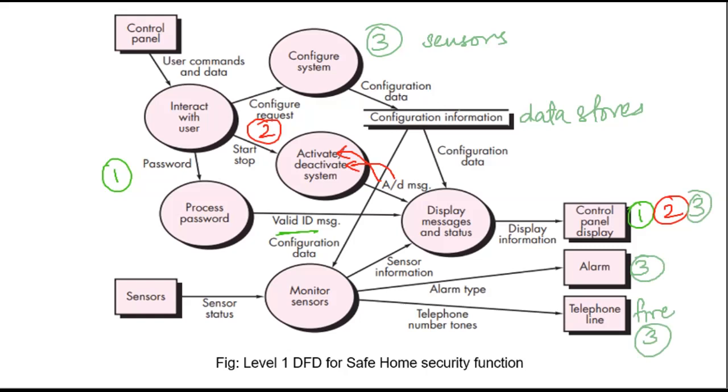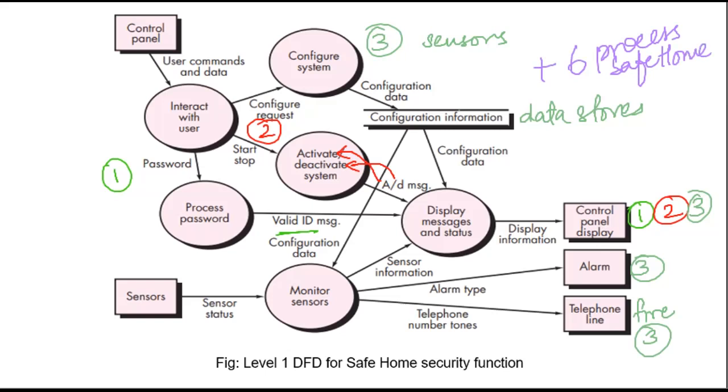And another method, now this configuration information was taken from the monitor sensors and displayed as messages. Whereas if you are not making any changes within the monitoring sensors, then that message will be displayed directly, that is display message and status. So we are adding 6 different processes for the safe home security software.